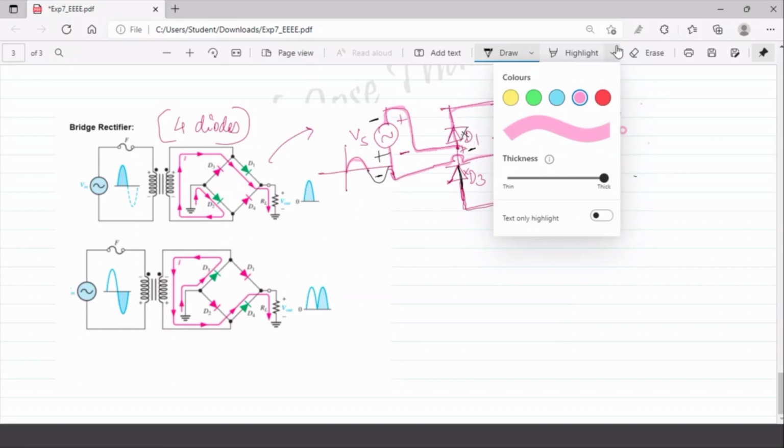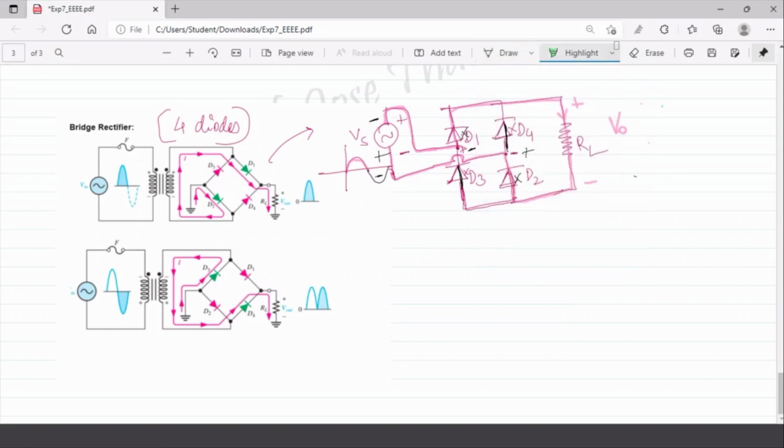So what is the path now? If I want to show the path here, I take another color. So only D3 and D4 are on. So from this positive comes here to this path through the load resistance to D3, back to the source. Okay, so this will be the path of current. Again, you can see the direction of current flow is from plus to minus to output. The output voltage, you can see here also it is coming out to be plus to minus here.